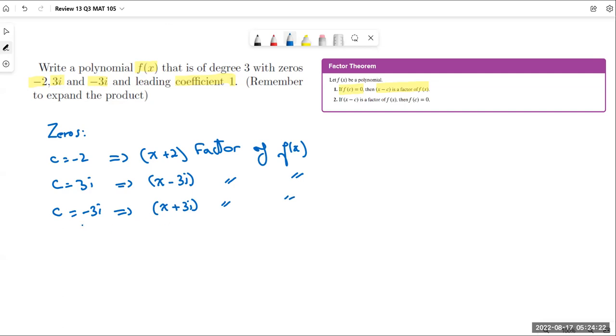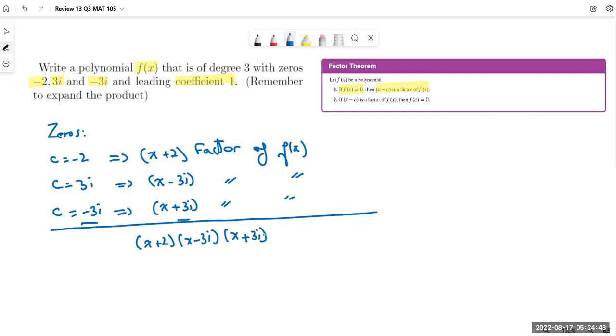You notice here that I'm always flipping the sign of the c, right? So now the conclusion is, if they are all factors here, then their product is a factor, right? So what is going to be x plus 2 times x minus 3i times x plus 3i. This is going to be a factor as well of f of x, right?